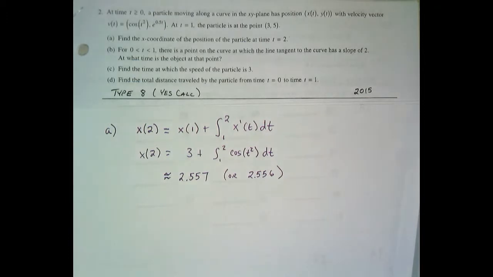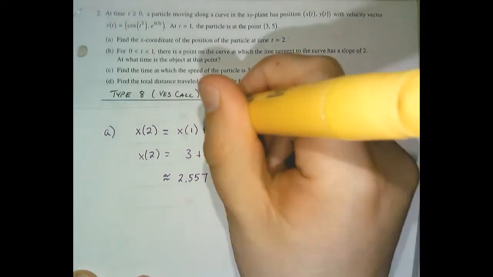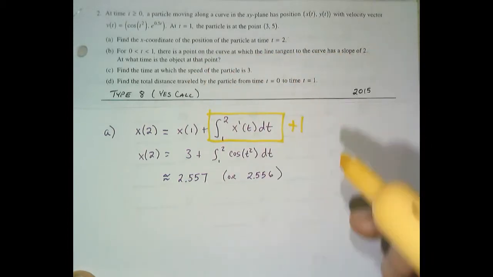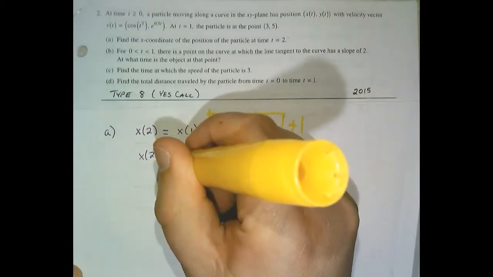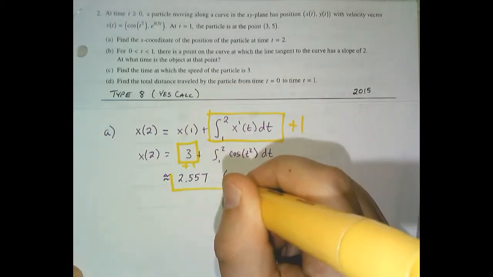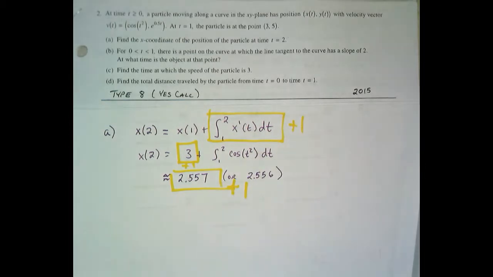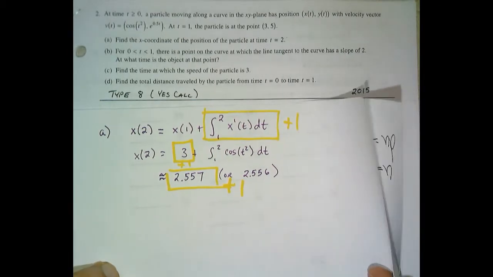This part is worth 3 points. You get 1 point for integrating velocity of x. You get 1 point for including the initial condition, and then you get 1 point for arriving at the answer. On to part B.